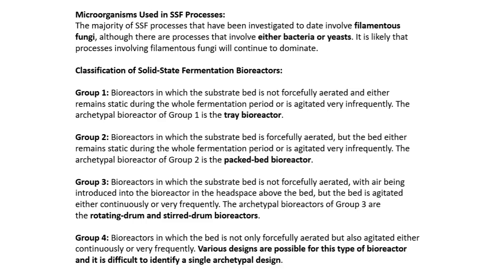And group 3 is the bioreactors in which the substrate bed is not forcefully aerated, in which the air is introduced into the bioreactor in the head space above the bed, but the bed is agitated either continuously or very frequently. This type is called group 3, that is the rotating drum or stirred drum bioreactors. So here what is happening? The aeration is not forced, that means the air is simply passed over the bed. At the same time, the bed is completely agitated, either continuously or very frequently. This will facilitate the supply of air in between the bed surface. So this type is called group 3, the rotating drum and stirred drum bioreactor.